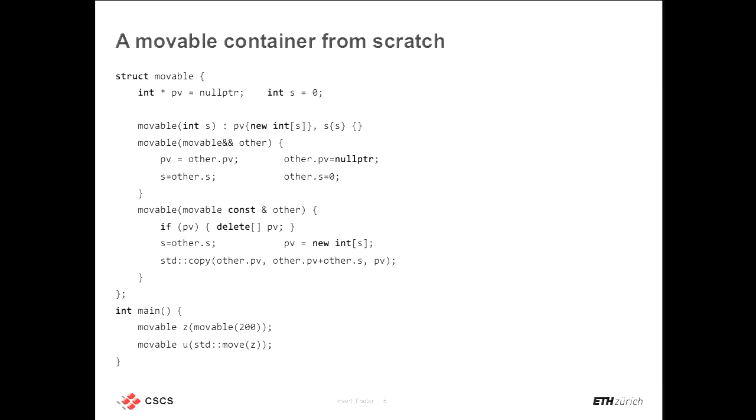When I do the copy constructor, I have a signature like this: Movable that takes a Movable, which is a const ref, some other object called other, and I say if the pointer is not null, then I delete the current pointer that I have. I allocate a new pointer and associate a new size, and I copy the other, as std::copy of the other object, into my new pointer. Okay?